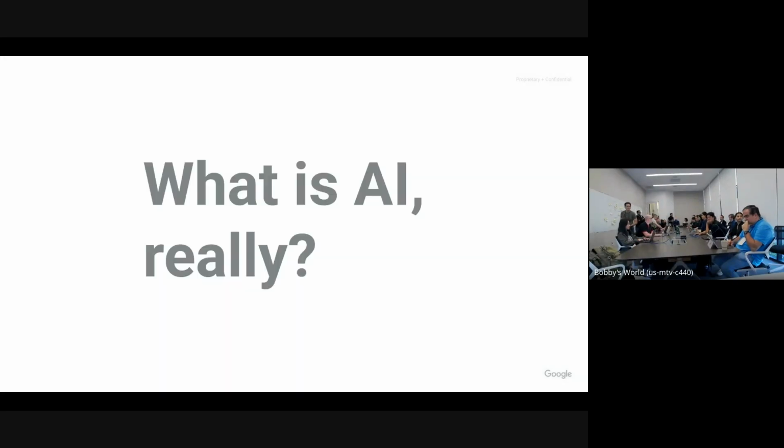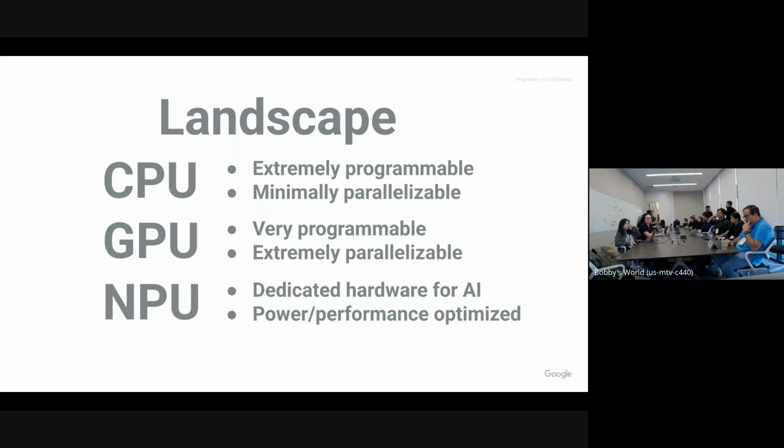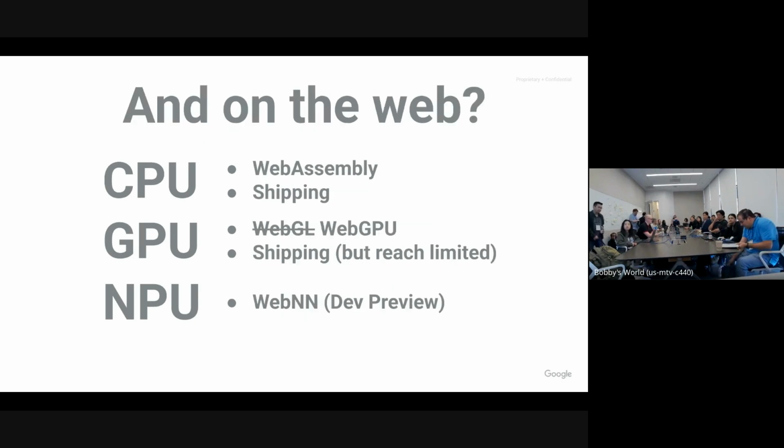Thank you. So what is AI really? As probably everyone knows, it's really just a bunch of linear algebra organized in very complicated ways. So it turns out there's a bunch of different ways you can do linear algebra with computers. One is the CPU, which is extremely programmable, minimally parallelizable, but widely available. There's GPU, which is very programmable and extremely parallelizable, but at least for WebGPU is still being deployed. And then NPU, which is dedicated hardware for AI, which is very power and performance optimized.